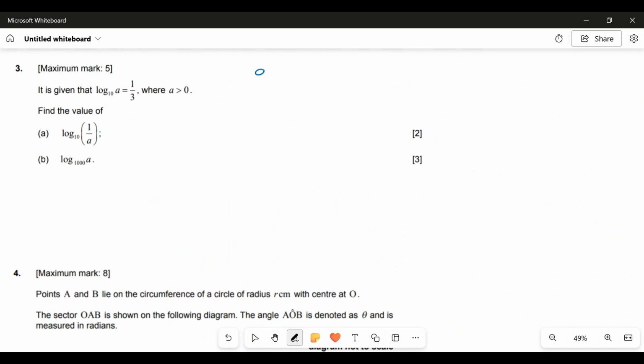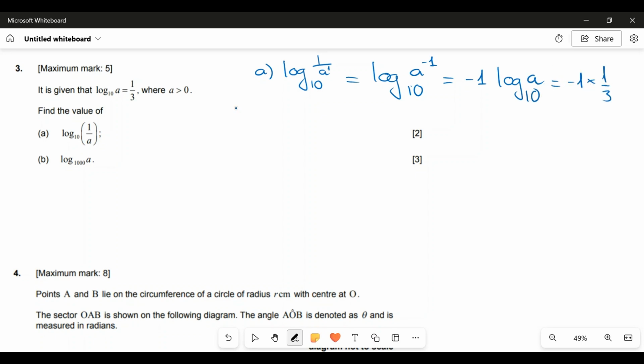The first one, question A, log base 10 of 1 over a. So a is standing alone, so it's considered to be a to the power of 1. And I'm going to rewrite this one as a to the power of negative 1. Apply the power rule, move negative 1 to the front, and log base 10 of a over here. So it's equal to negative 1 times 1 over 3, the given information. Log base 10 of a equals 1 over 3. Final answer is negative 1 over 3.